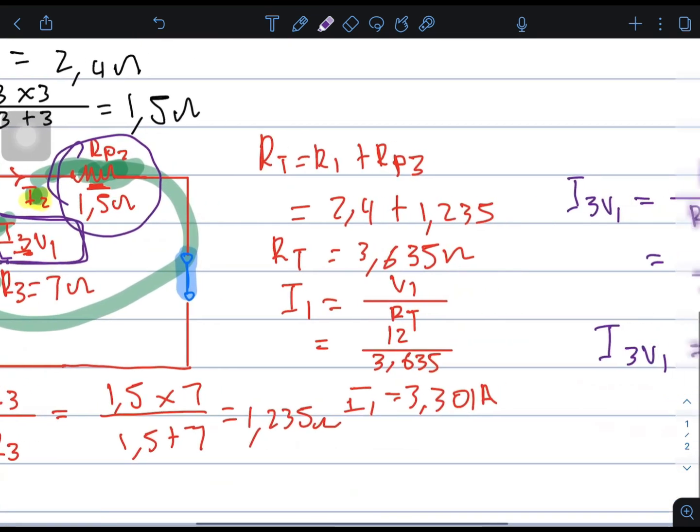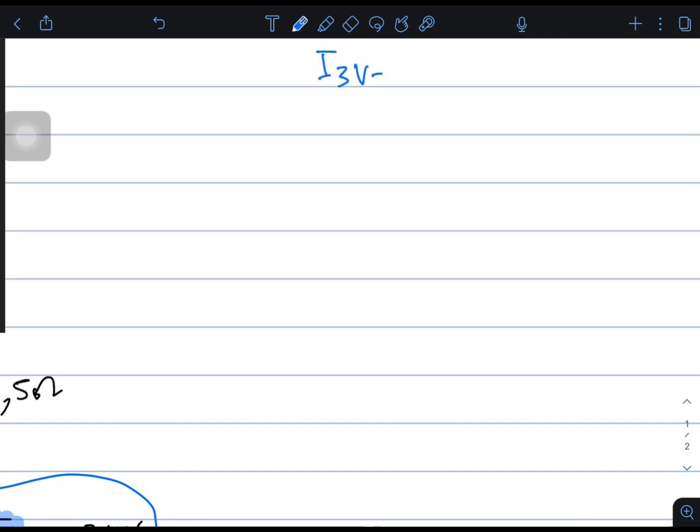So let us use a blue color again for the next calculation. To determine I3V2, we short circuit the other source, V1, so that we find how much current is being contributed by V2 to the branch current. Let's do that.